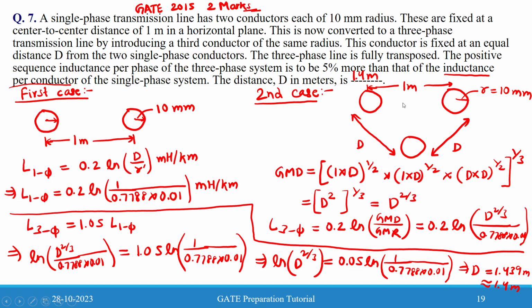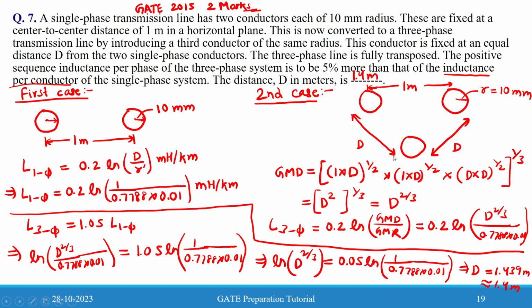Here this GMD will be different because we cannot write the distance D, because all are not equally placed with respect to each other. Here one conductor is placed at 1 meter, another conductor is placed at D distance. So you have to calculate GMD, and this R dash, the GMR, you all know is the same, since all conductors are similar, of the same radius, so you can calculate it. And there the three phase relation is given with the single phase: 1.055 times L1. From there you will get the distance D. In this problem it is asked about D.